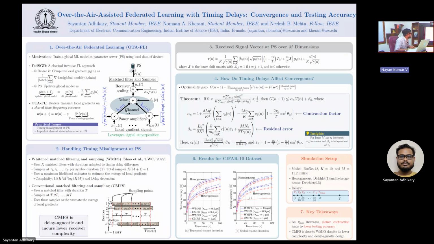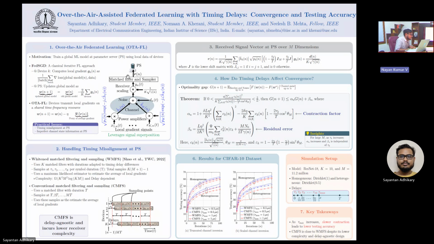Because of the interfered signal, we scale it up by a receiver scaling. Obviously, noise gets added at the receiver, and then we pass it to a match filter and sampler. The sample outputs we use to learn the global model. So in OTA-FL, instead of the summation of the local gradients, we proxy it using these received samples from the match filter outputs. Now, there are practical issues to this setup.